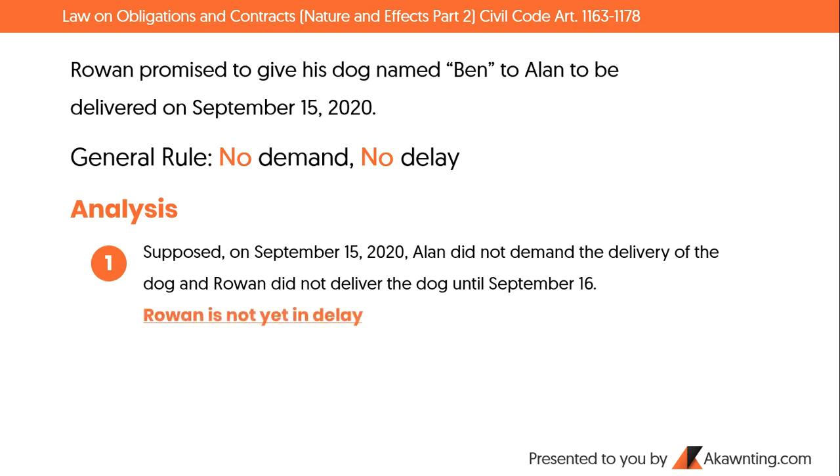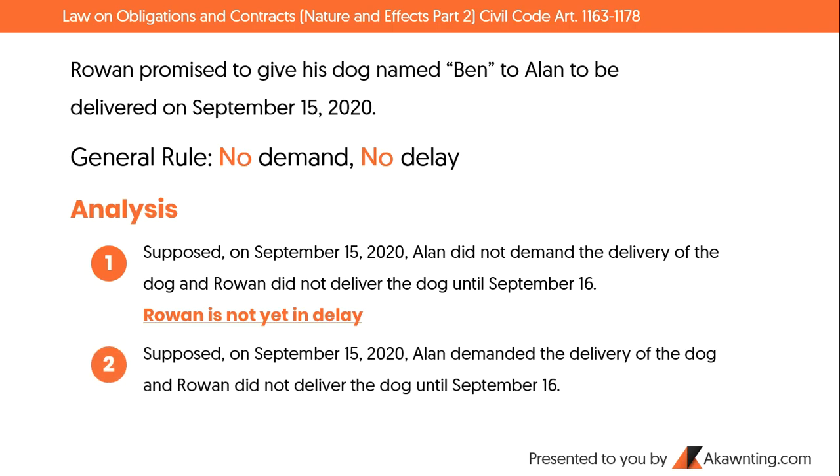Okay? Row 1 is not yet in delay. Why? Because Alan did not demand the delivery of the dog on September 15, which is supposedly the date kung kailan i-deliver dapat ni Row 1. So next situation, suppose on September 15, 2020, Alan demanded the delivery of the dog and Row 1 did not deliver the dog until September 16. So in this case, dahil nag-demand si Alan noong September 15, dapat i-deliver niya noong September 15. So in this case, Row 1 is in delay. Okay, so ganun lang po kasimple yun.